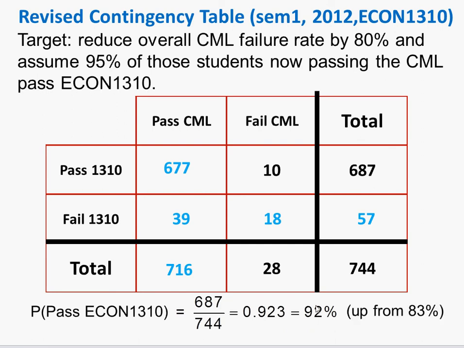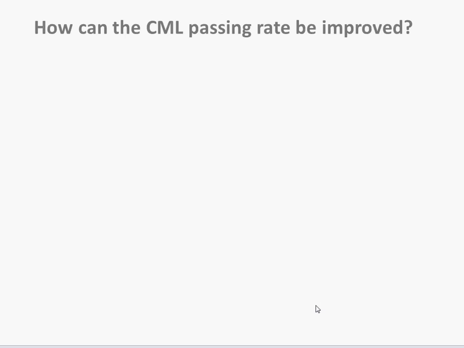So I guess the lesson here is that to pass the CML quiz almost guarantees you pass the course, but if you don't pass the CML quiz, it's a real battle to actually pass the course. So the CML assessment component of this course seems to be vital to actually get through it. So how are we going to improve this CML passing rate?